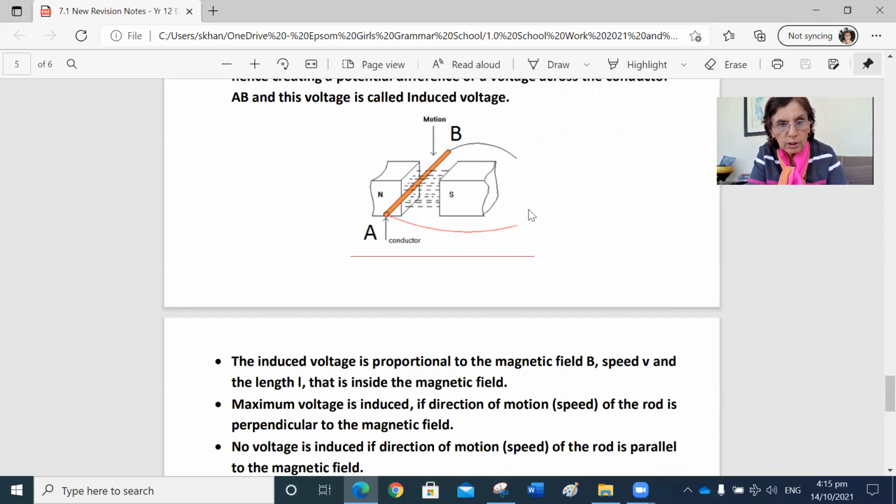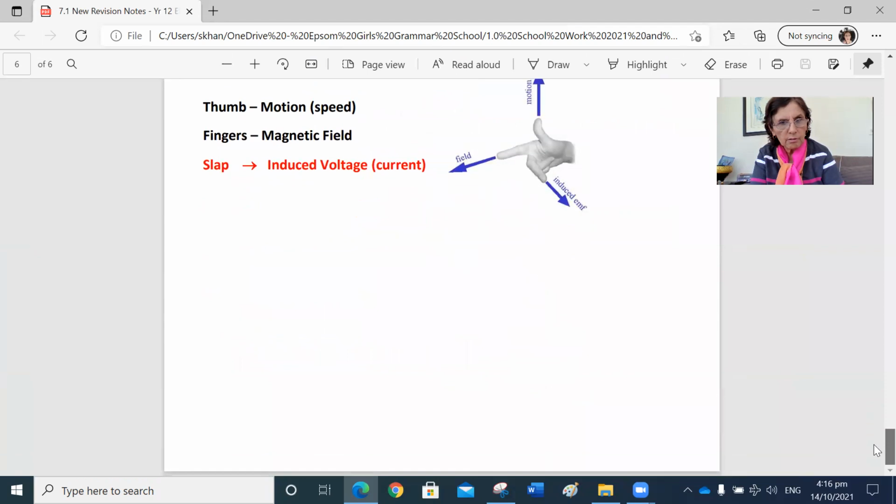Now, over here, it's not a complete circuit. In actual practice, positive charges don't move, it's the electrons which move. So if that's the direction of the induced current, that means electrons have moved in the opposite direction. So B has become negative, and A has become positive. If we connect a resistor over here, current will come out from there, and if it's a complete circuit, current will keep flowing as long as there is movement. So that's the basic principle of electromagnetic induction.